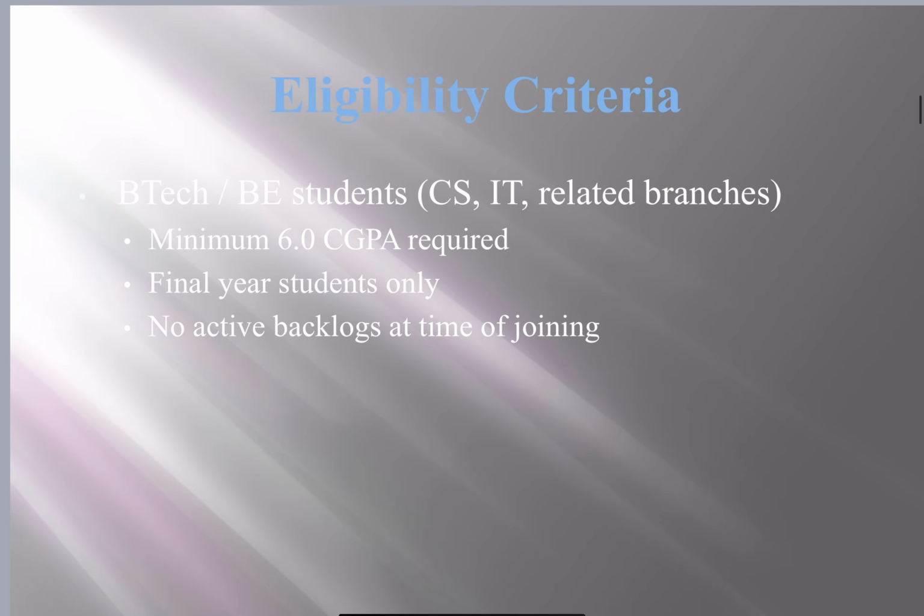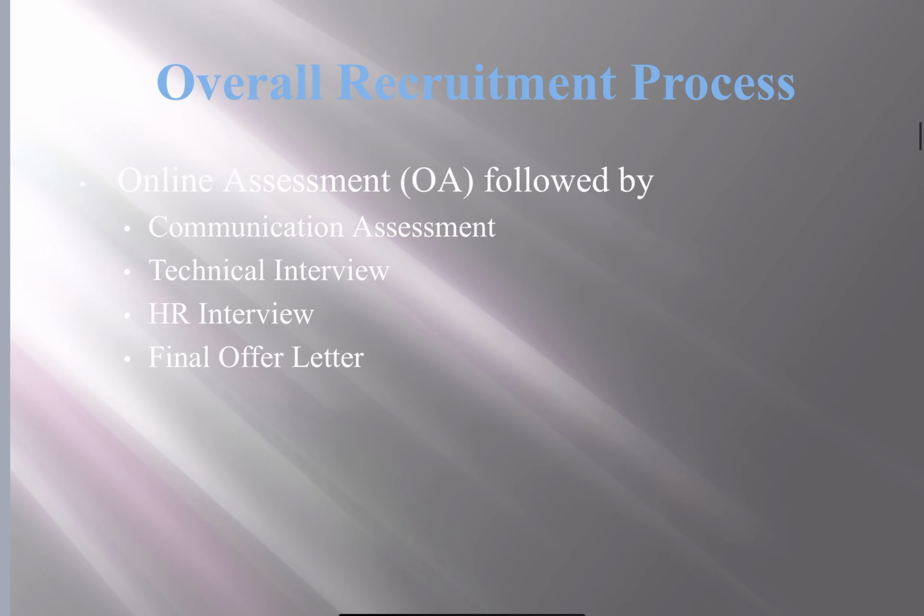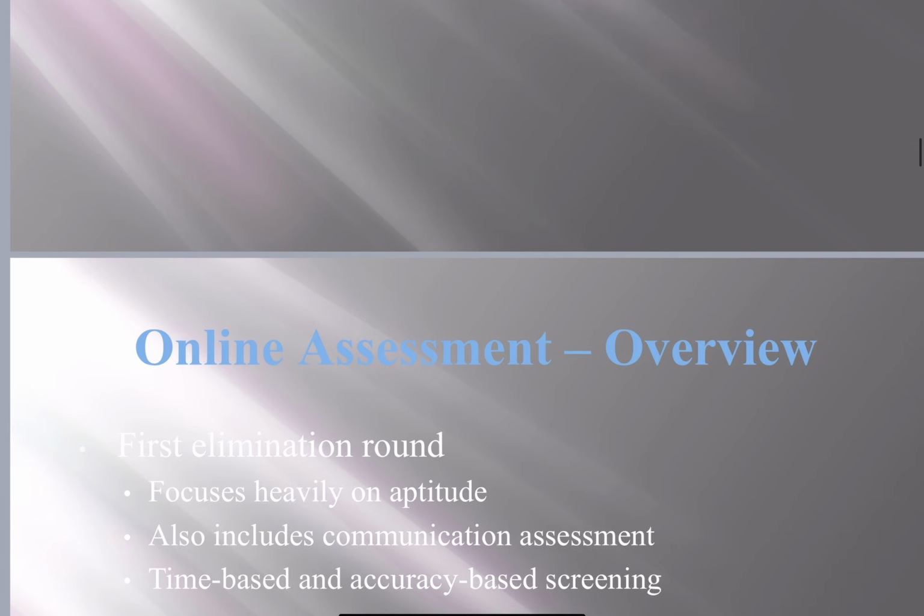Talking about the eligibility criteria, it is for the final year BTech or BE students with a minimum of 6 CGPA required and no active backlog should be there at the time of joining. Now, taking into consideration the overall recruitment process, it consists of 4 or 5 stages like the OA, which is followed by communication assessment, which then includes the tech interview, HR interview, and then the final offer letter.